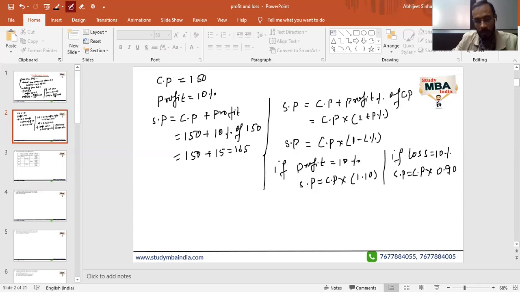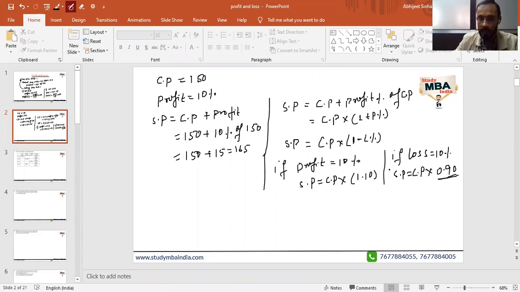Or you can say that 100 plus 10% is 110. For the percent we divide by 100, and we got 1.10. And for loss, this is 100 minus 10%, so this is 90%. Again we divide by 100 and we get 0.90, right? So this is what you can directly write to calculate the selling price, whether profit or loss is given.